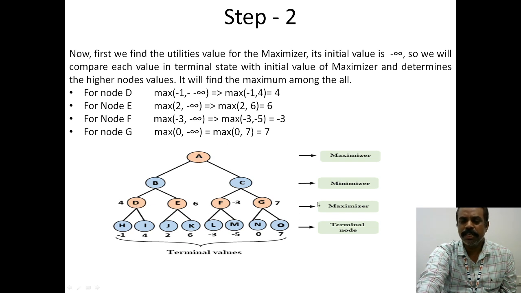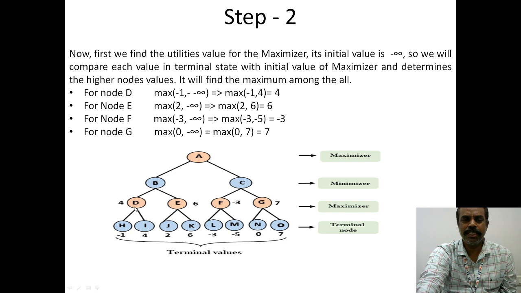At this level, it's the role of the maximizer. Here you can clearly understand. See, we first find the utility values for the maximizer. Its initial value is minus infinity. So we will compare each value in the terminal state with the initial value of the maximizer and determine the higher node values.